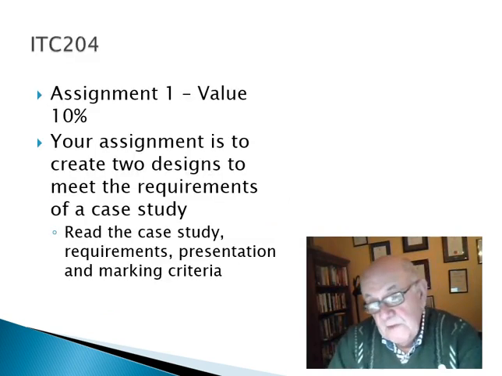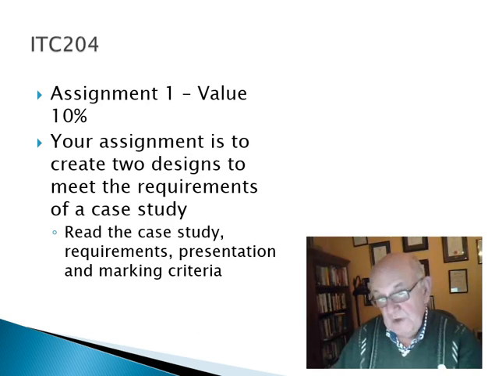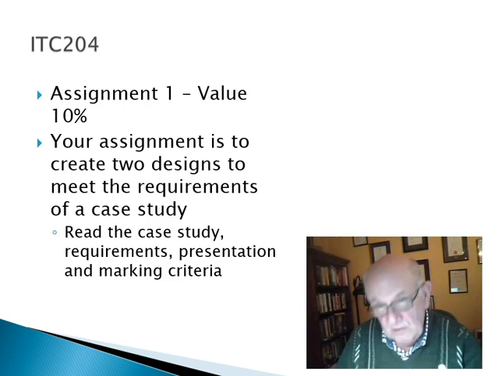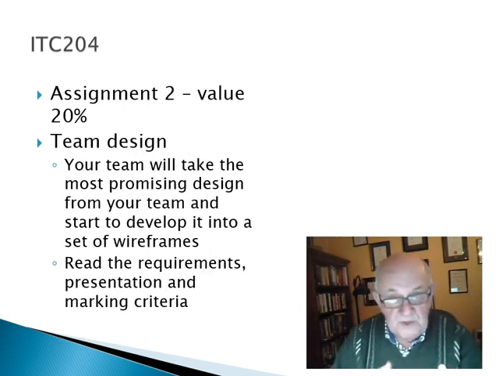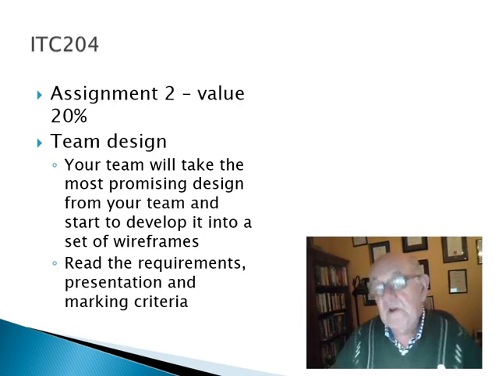So the assignments. Assignment 1, you have been given a case study which will talk about the needs for the assignment, or the needs for the interface, and you will have to come up with 2 alternate designs to meet the requirements of this case study. So read through the criteria and have an understanding of how it works. Assignment 2 is a team assignment. This is now worth 20%. And what your team will do, will take the most promising design from each member of the team, from assignment 1, and you'll start to develop it as a team design. Right? So again, make sure you understand the requirements, the presentation, and the marking criteria.